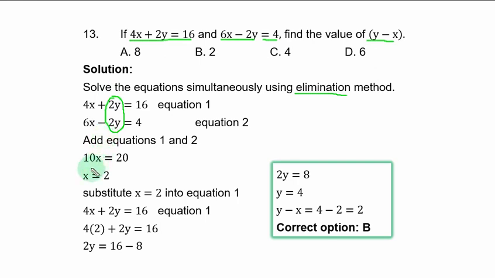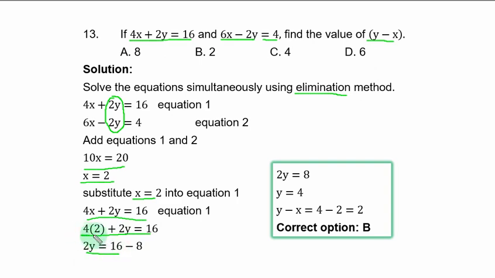When you add, you have 10s equal to 20. Divide through by 10, s is equal to 2. To get y, you simply replace s with 2 in any of the equations. I'm using equation 1. You replace s with 2. So you have 4 times 2 plus 2y equal to 16. If you collect like terms, you have 2y equal to 16.